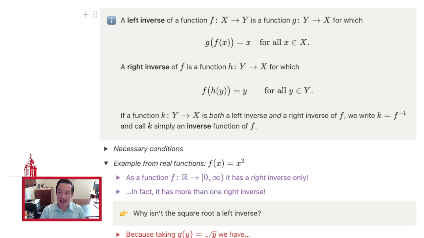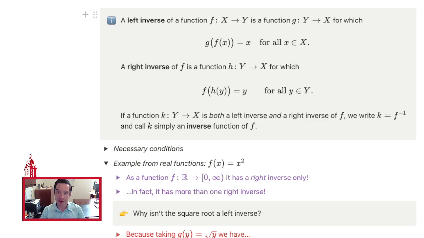As you might suspect, a right inverse is the opposite. It's something which f undoes. Right. So it's a function, again, from the codomain of the original function to the domain of the original function, such that if I apply h first and then f, that gives me, again, an identity function, but not on the domain of the original function, on the codomain of the original function.